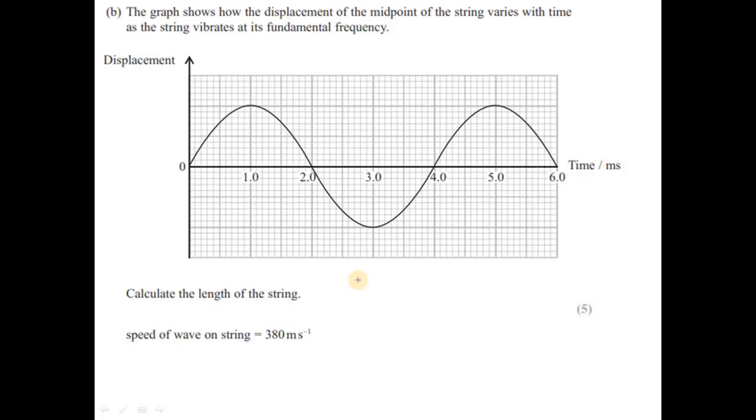The graph shows how the displacement of the midpoint of the string varies with time as the string vibrates at its fundamental frequency. This is displacement and the time axis. Calculate the length of the string. The speed of the wave on the string is 380. So the string vibrates at its fundamental frequency. That means you have the fundamental loop, or the first harmonic.